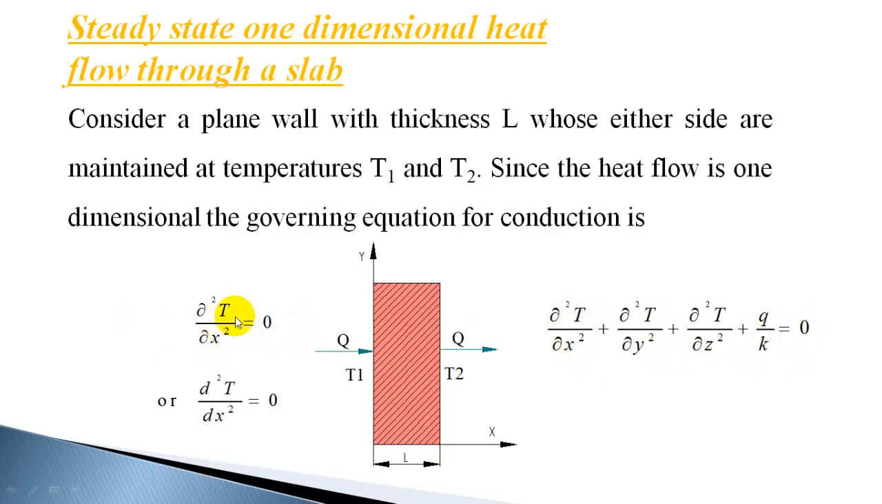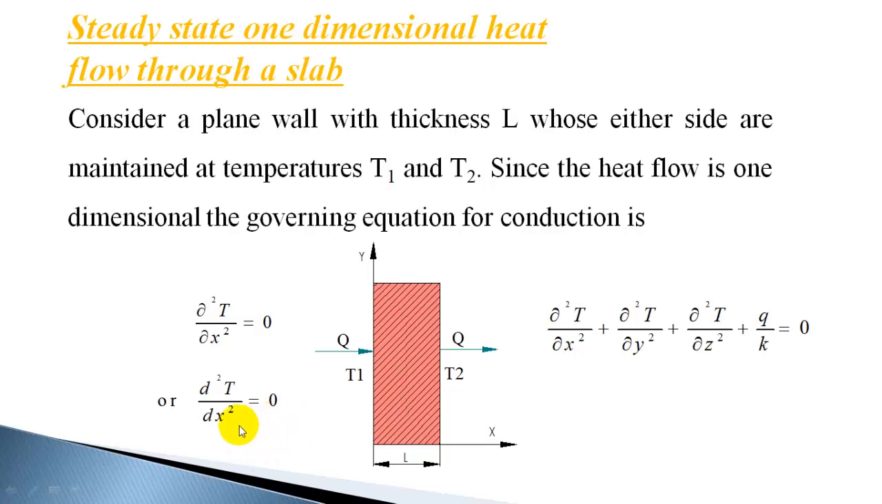Since the temperature is varying only with respect to the x direction, you can replace this partial derivative with the total derivative. So you can write d square T by dx square is equal to 0. This is the differential equation for one-dimensional steady-state heat conduction through a slab with constant thermal conductivity and without any heat generation inside.